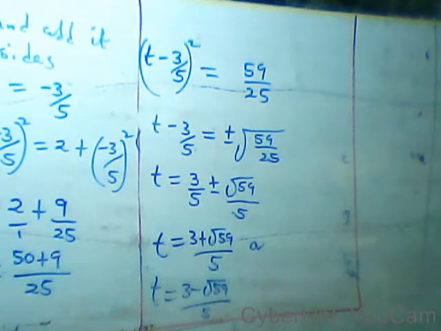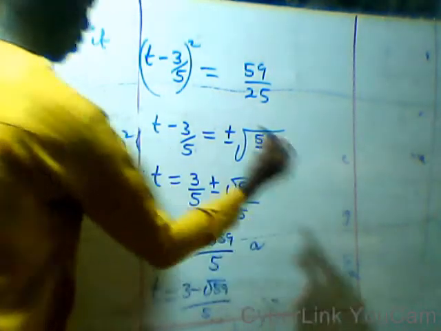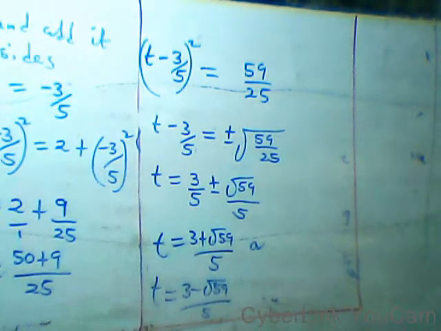But if you press your calculator, you are going to have 1.4. This one will be 1.4, and this one will be minus 0 point something. So you don't need that. So that is that, the A part.